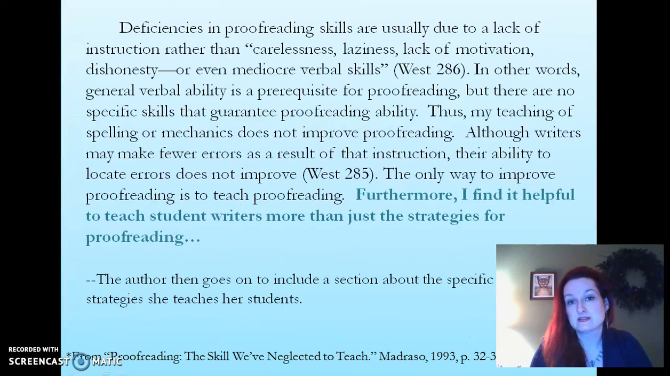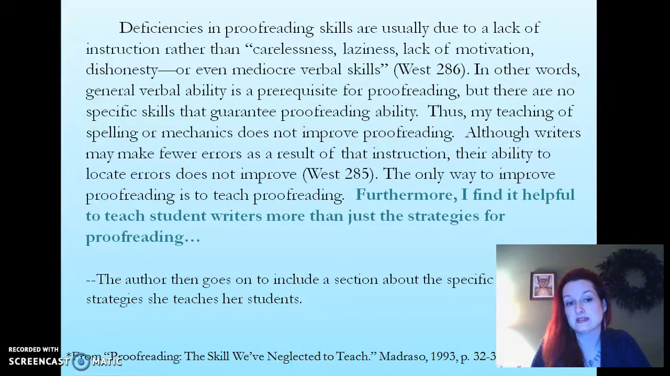Deficiencies in proofreading skills are usually due to a lack of instruction, rather than carelessness, laziness, lack of motivation, dishonesty, or even mediocre verbal skills. In other words, general verbal ability is a prerequisite for proofreading, but there are no specific skills that guarantee proofreading ability. Thus, my teaching of spelling or mechanics does not improve proofreading. Although writers may make fewer errors as a result of that instruction, their ability to locate errors does not improve. The only way to improve proofreading is to teach proofreading.